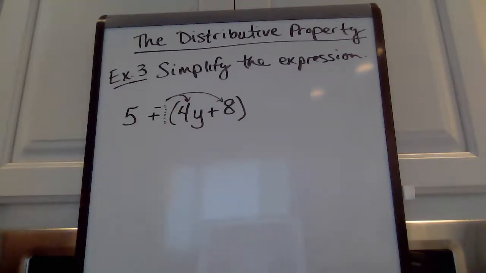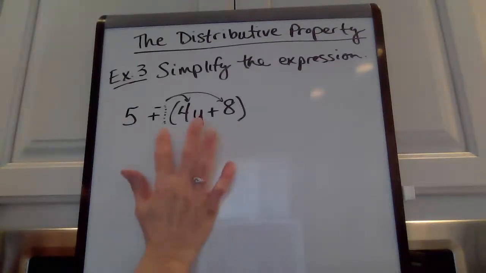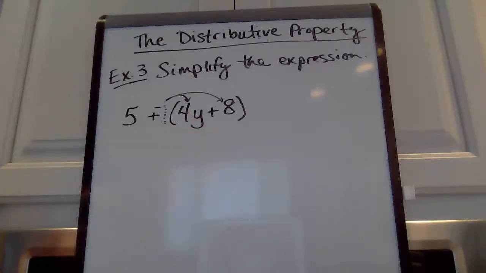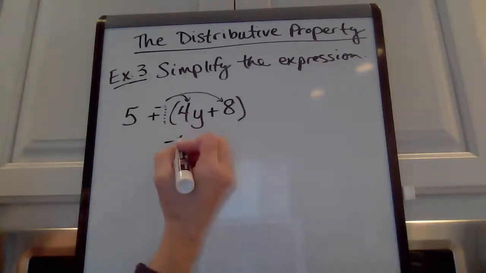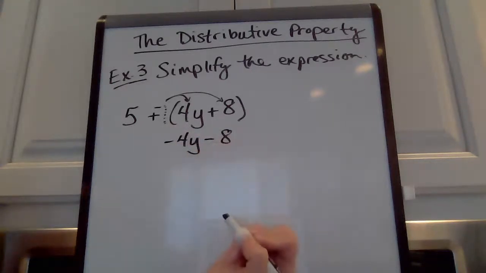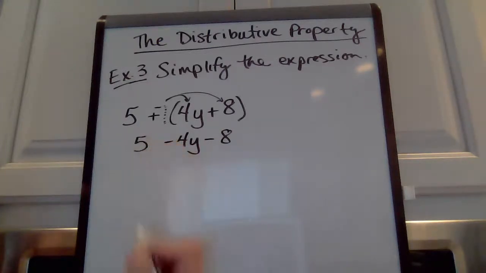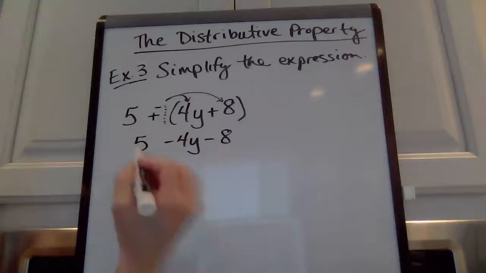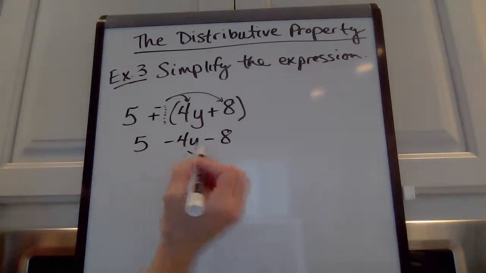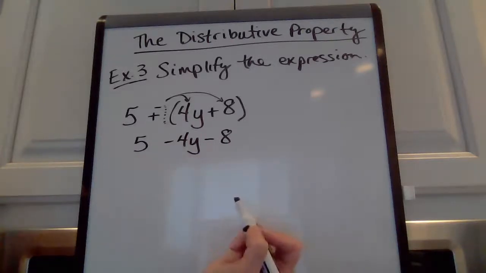So now when we simplify, inside the parentheses, these are not like terms. We can't add them, so we move to our multiplication, and we have negative 1 times 4y, which gives us negative 4y. Negative 1 times 8, which gives us negative 8, and I'm going to write it using the subtraction. Don't forget to bring down the 5 out front that we have not used. You could write it as 5 minus 4y minus 8, or 5 plus negative 4y minus 8. It doesn't matter.